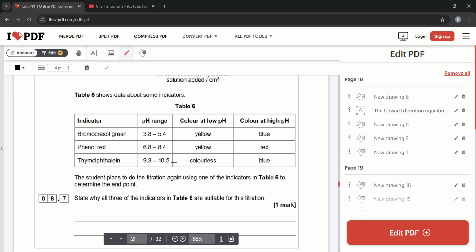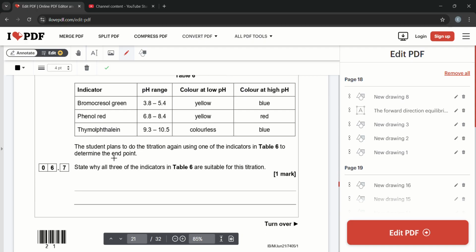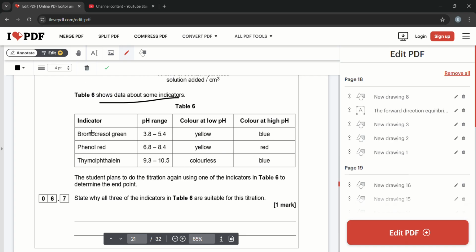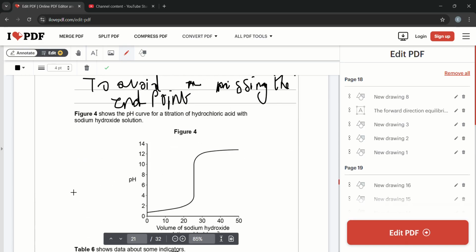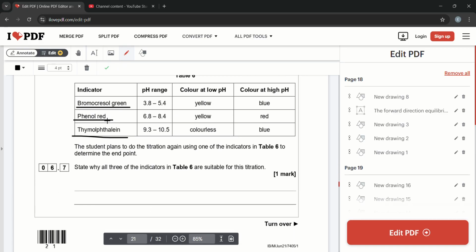And then it says table 6 shows data about some indicators. A student plans to do the titration again using one of the indicators in table 6, one of these indicators, to determine the endpoint. Yep, avoid missing the endpoint. State why all 3 of the indicators are suitable for this titration.